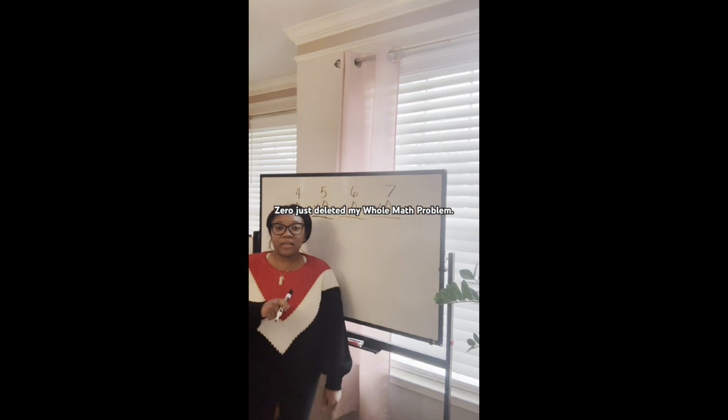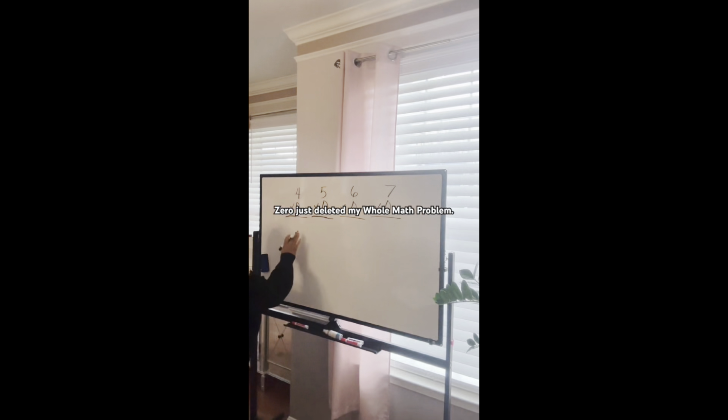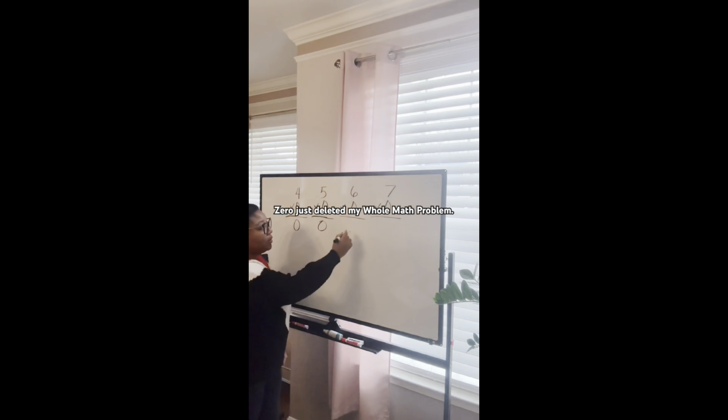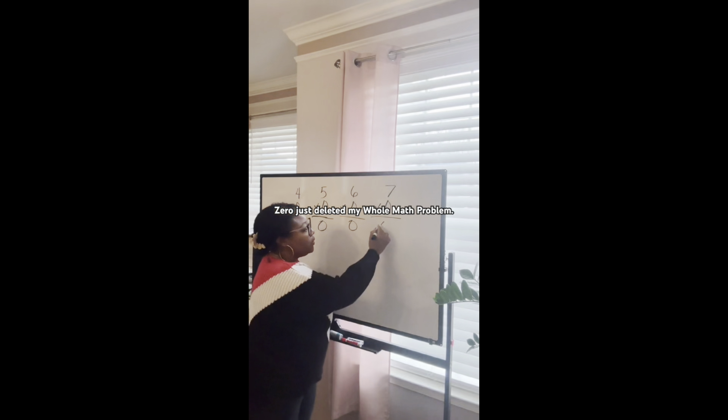All right, so let's take a look at these problems behind me. 4 times 0 is simply going to be 0. 5 times 0 is going to be 0. 6 times 0 is going to be, you guessed it, 0. And 7 times 0 is going to be 0.